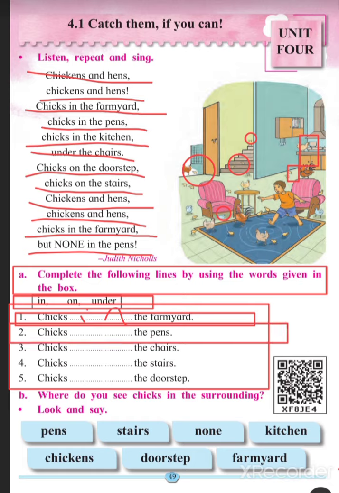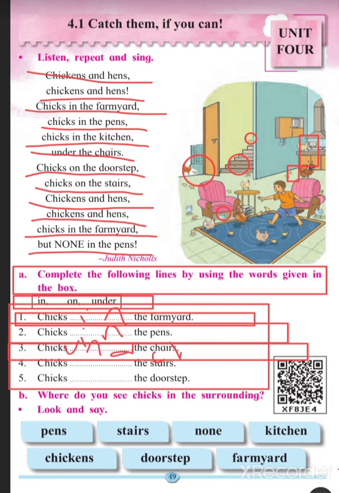Then chicks dash the pens. Now again, what are the chicks? Chicks in the pen. So we will write here in. The third is here: chicks dash the chair. Now what are the chicks? Chicks under the chair. Okay, chicks under the chair.